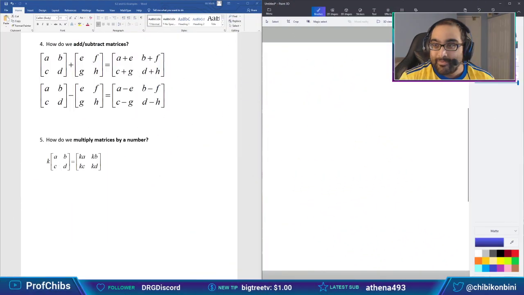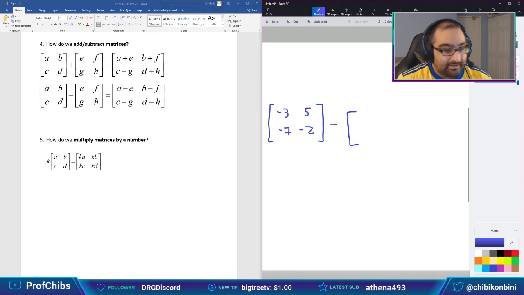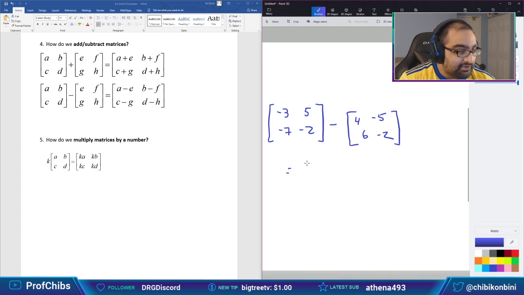Okay, let me go back to the main screen. Here we go, back to the big board. Let's do a subtraction problem. Let's do -3, 5, -7, -2, and we'll subtract that by 4, -5, 6, and -2. Alright, so all we do is the same thing as with addition.